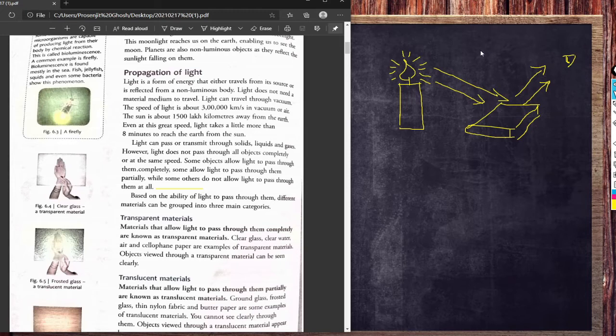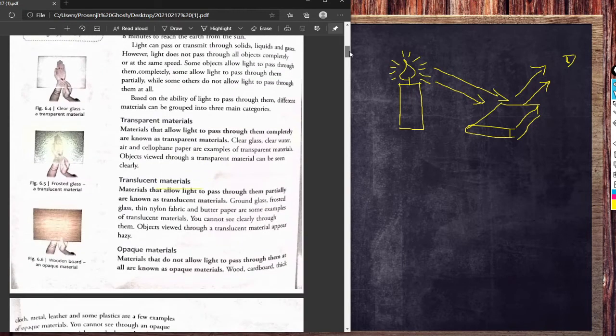What do we mean by all those? Transparent materials are materials that allow light to pass through them completely. You can take glass as an example. When light passes through glass, there is no obstacle to block that light. Almost 100% of the light will pass through. Maybe a few percent will be reflected, but most of the light will pass through.